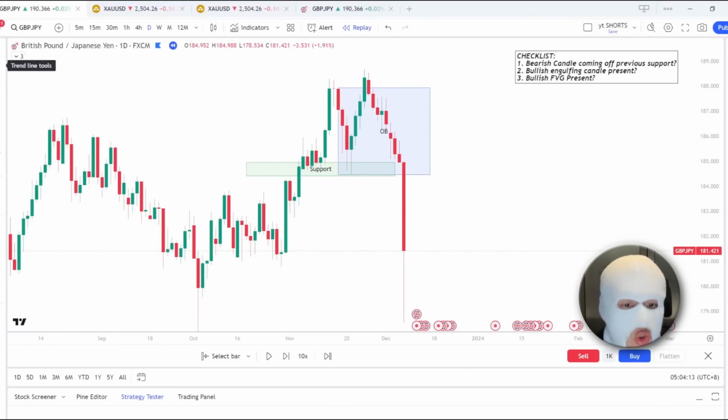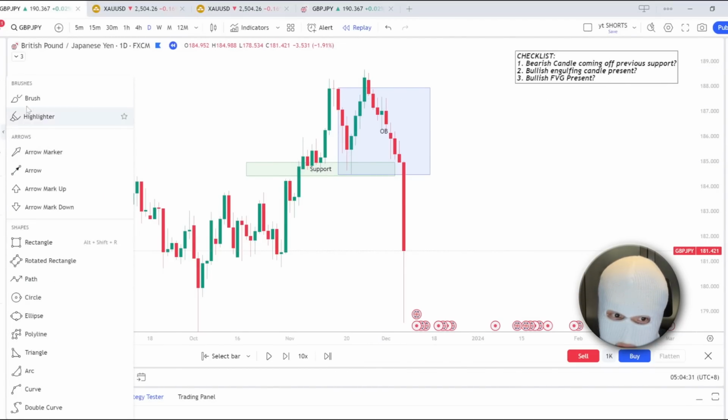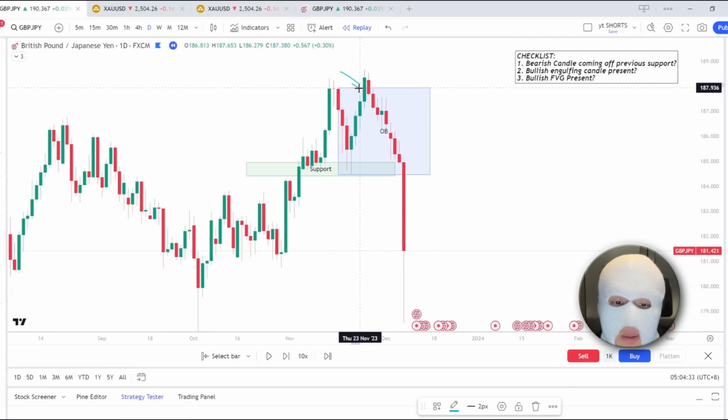Number 1, do we see a bearish candle coming off previous support? Yes, as you can see here, we have many different wicks rejecting off this area here. Hence, it is a support level. Number 2, do we have a bullish engulfing candle that breaks the high of the bearish candles? Yes, we had a body candle close above these 3 candles as seen over here.